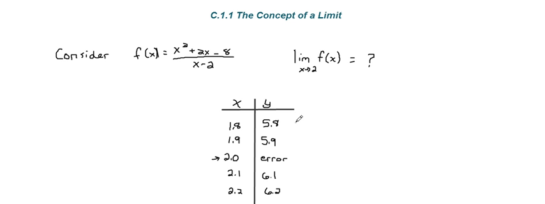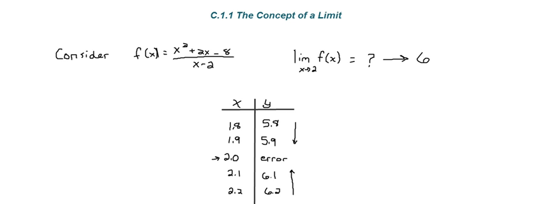So looking at the trend here, we seem to be approaching the number 6, and that is a safe assumption. Now we can drill down even further if we want to. We can go to the hundredths place, the thousandths place, and so forth. But the table will eventually lead us to realize that this limit apparently is 6.